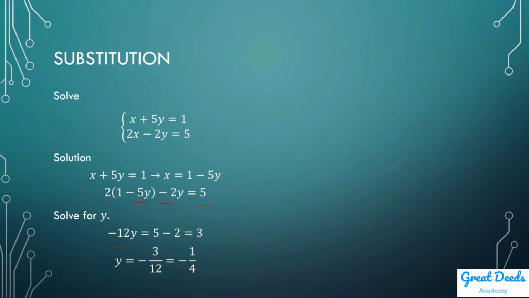We already have a value for y. And so you know now what's going to happen to get a value for x. Pick any equation in your system and then solve for x. Let us pick equation number 1: x plus 5y is equal to 1. That becomes x plus 5 times negative 1/4 is equal to 1. Solve for x. x is equal to 1 plus, transposition, 1 plus 5/4. And that is equal to 9 over 4 or 2 and 1/4.